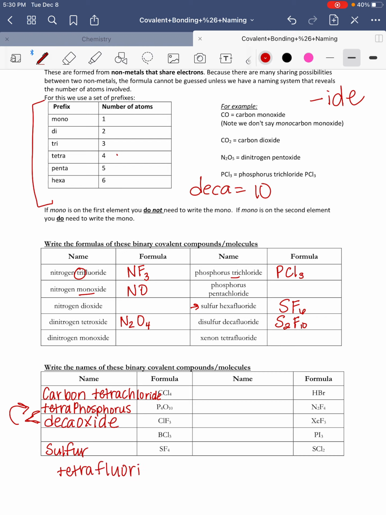Okay, so try the other ones, but you want to make sure that you are using this prefix box to help you with the writing. Okay.